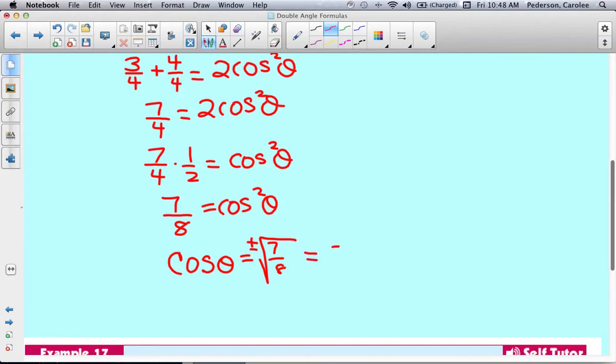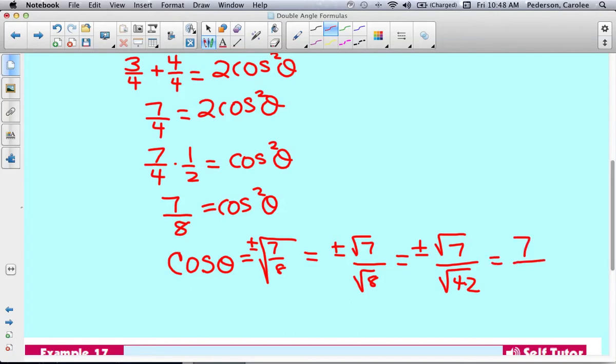Now I'm just going to break down that square root of 7 and then square root of 8. And square root of 8 is the same thing as square root of 4 times 2. And remember, square root of 4 is 2. So the square root of 7 stays as it is. And then I have 2 square roots of 2.